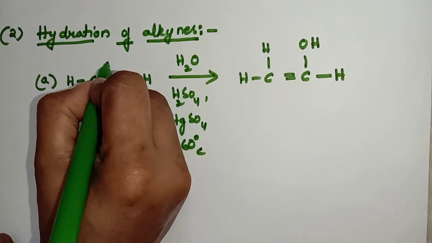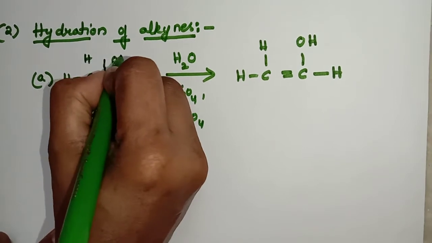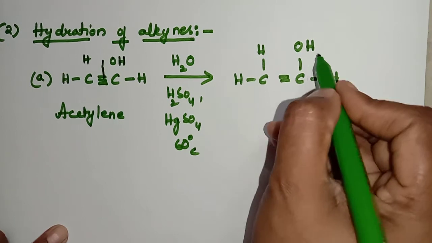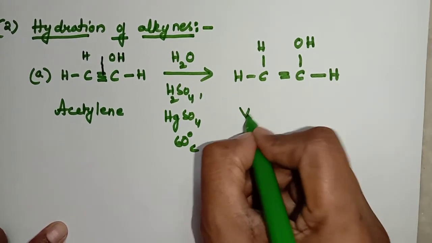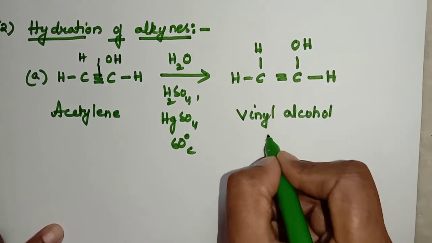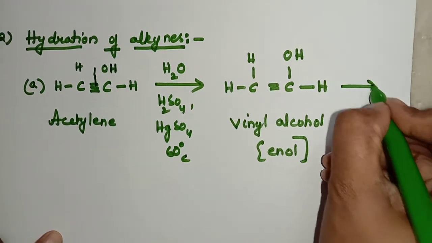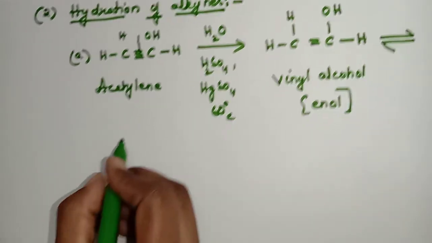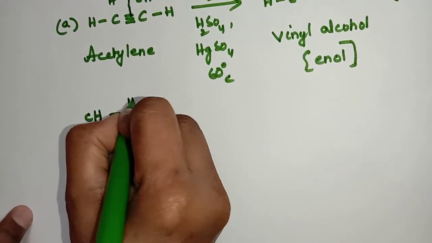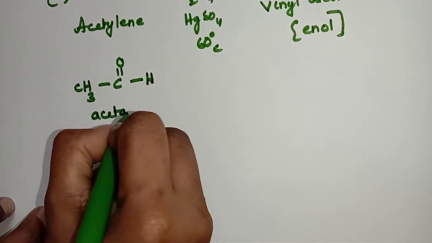So what's happening here? There are two pi bonds. One of the pi bonds breaks up and here comes hydrogen, here comes OH. So HCH double bond COH. This is called as vinyl alcohol. This can also be generally called as enol. This undergoes tautomerism and finally acetaldehyde is obtained, CH3 C double bond O H.